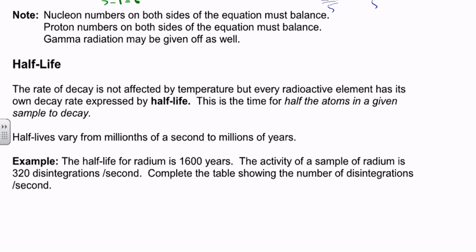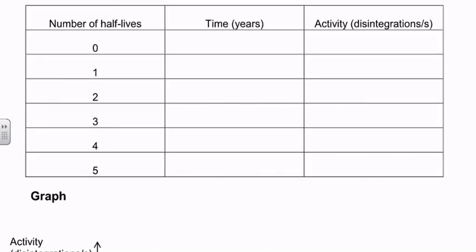So the half-life for radium is 1,600 years. The activity of the sample of radium is that. Complete the table showing the number of disintegrations per second. So in other words, 320 at the start. So let's have a look. 320, time is 0. After the first half-life, which is 1,600 years, the activity would halve.